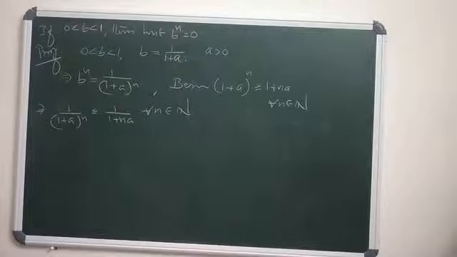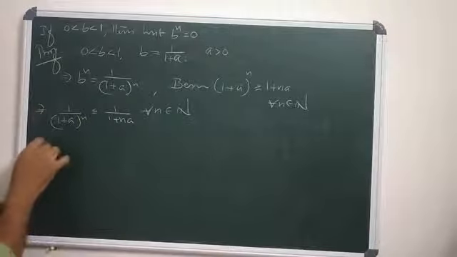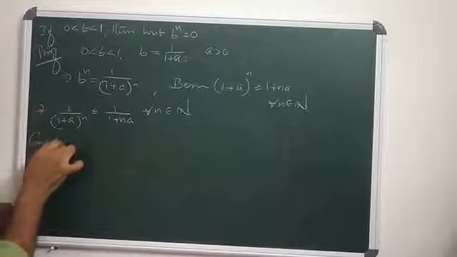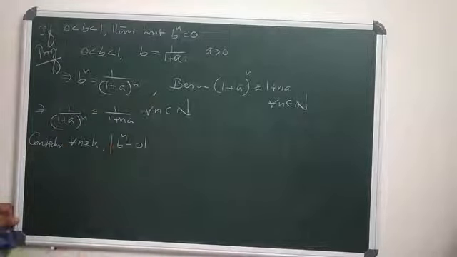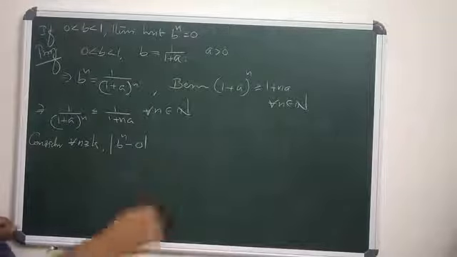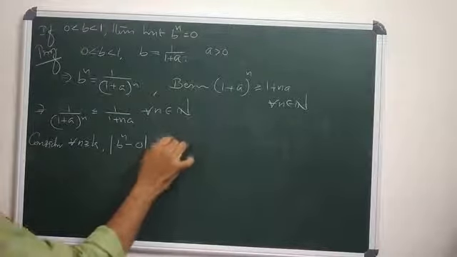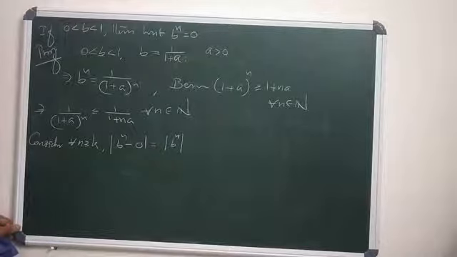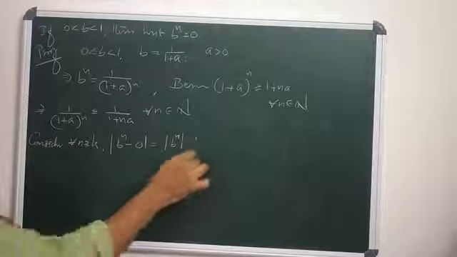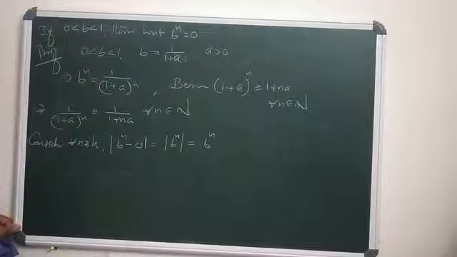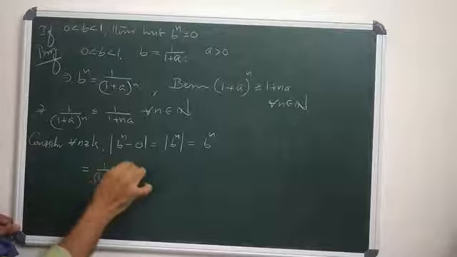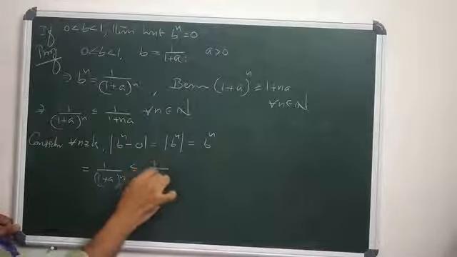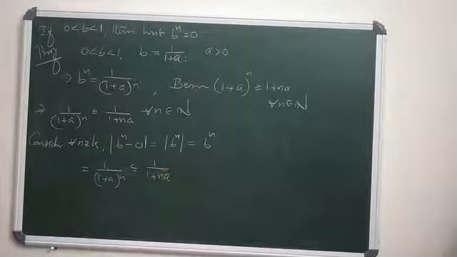Agree? What is our requirement? To prove the limit of b to the power n equals 0. So consider, for all n greater than or equal to k, |b^n - 0|. That equals |b^n|, and since b lies in between 0 and 1, it equals b^n. b^n equals (1/(1+a))^n, which according to this argument is less than or equal to 1/(1+na).